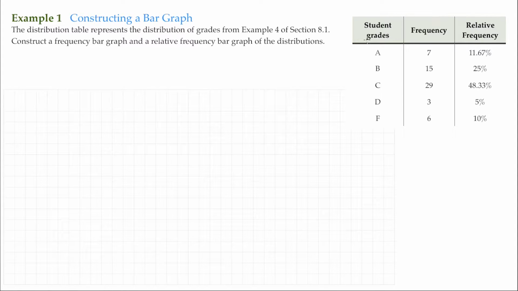So now what we're going to do is take this data and make a frequency bar graph and a relative frequency bar graph. So we're going to take this listing here and make a pictorial representation via a bar graph of the same thing. So the first thing I'm going to want to do is put in a horizontal line.